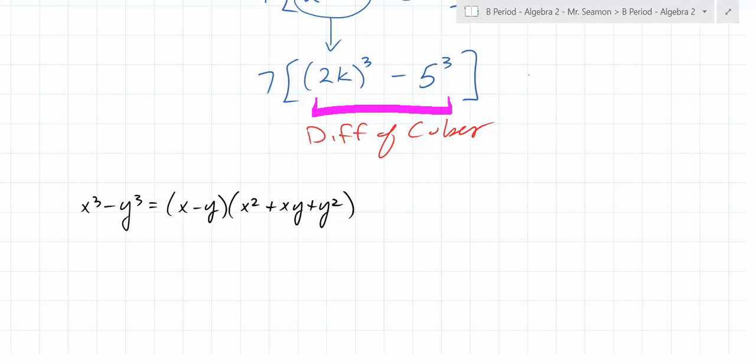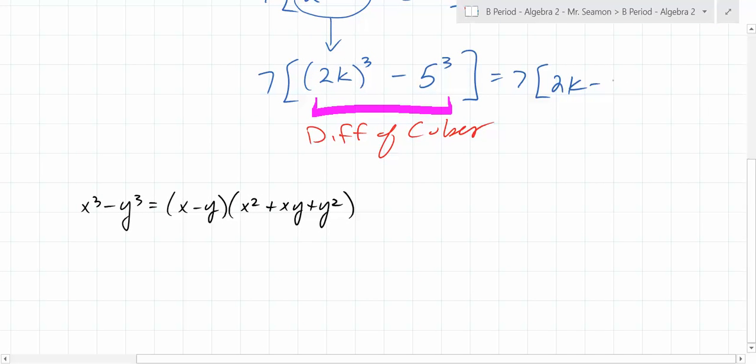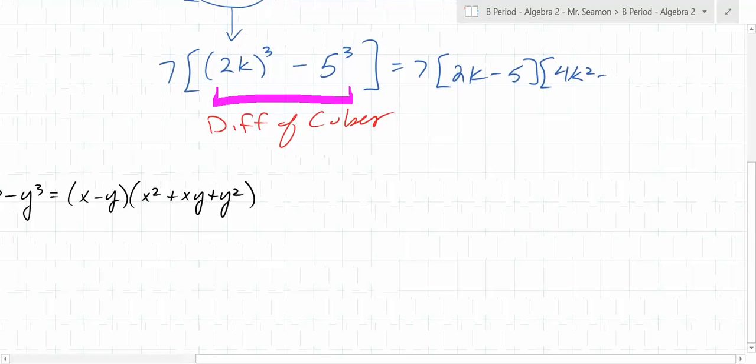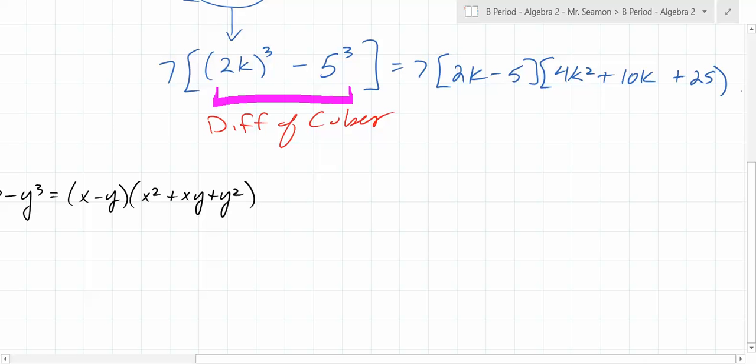So if you use that formula, can someone tell me what this difference of cubes right here turns out to be? 7 times 2k minus 5 times 4k squared plus 10k plus what? 25, yeah. There you go. And I use brackets. You don't need to use brackets, just parentheses. We applied the formula.